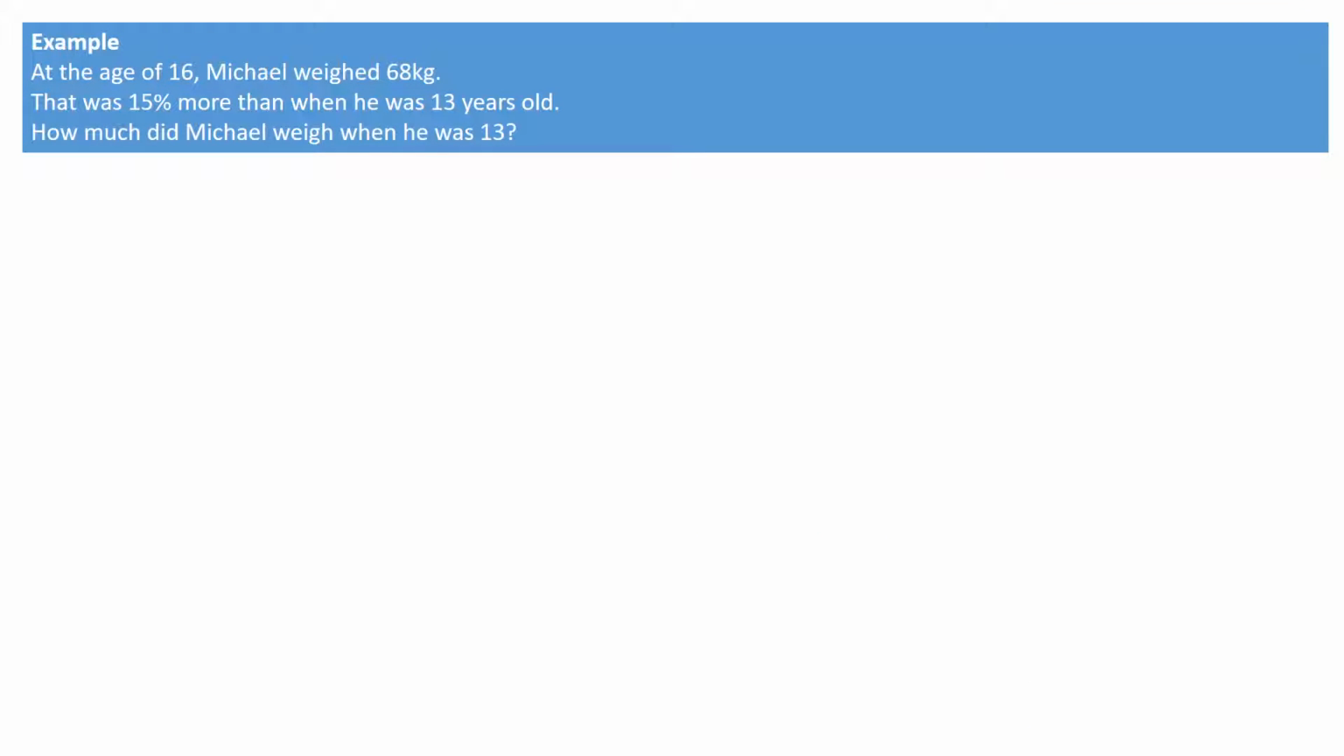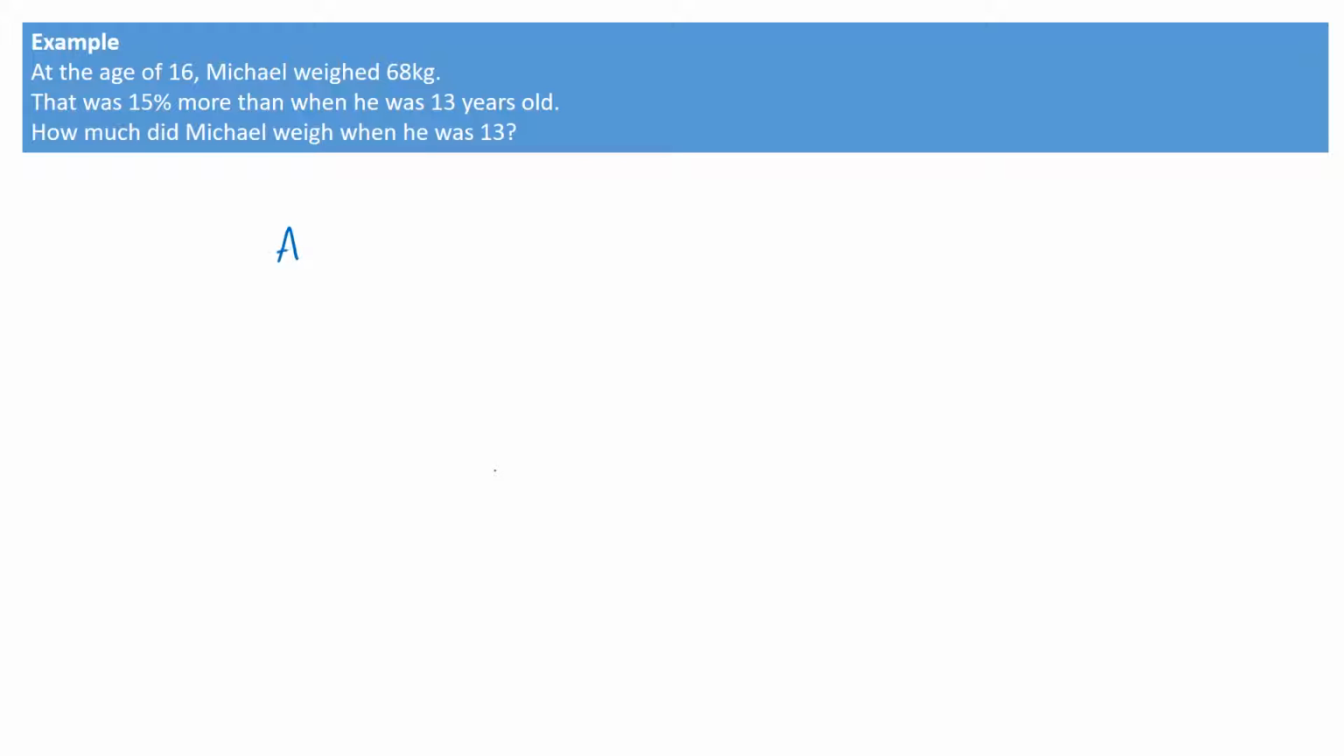We're told that at the age of 16, Michael weighed 68 kilos, and that was 15% more than what he weighed when he was 13 years old. How much did Michael weigh when he was 13? This is a typical reverse percentage problem. We're given a weight, 68 kilos, and we're told that that is a result of a 15% increase. In other words, we have to find how much he used to weigh before that increase took place. To do that, we use our reverse percentage increase formula.